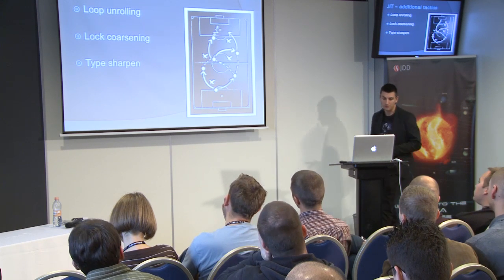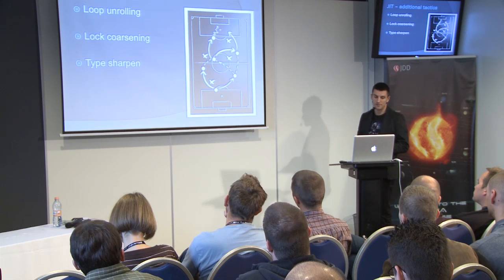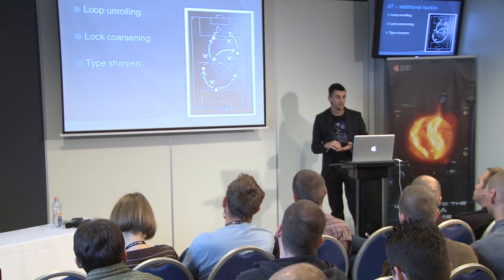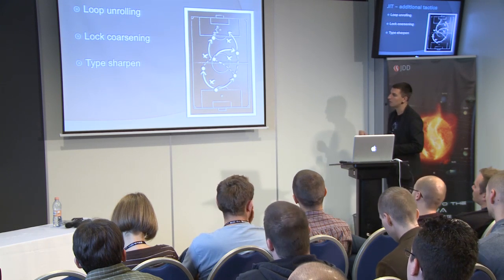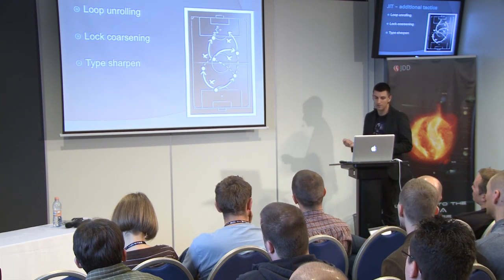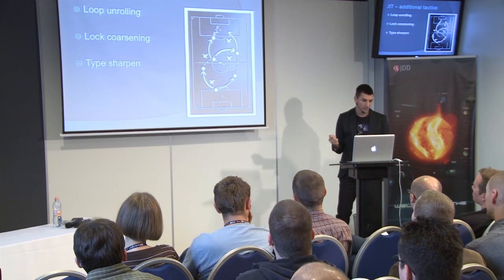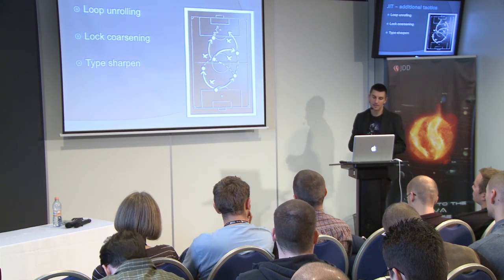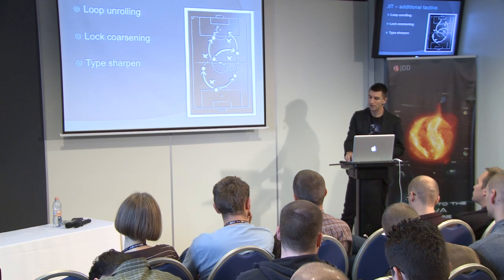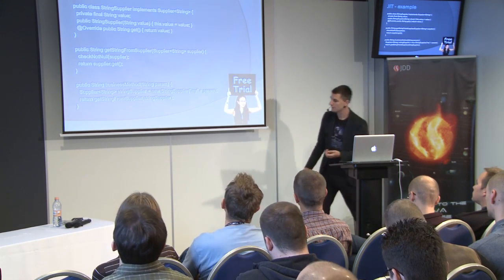Okay, and type sharpening. Type sharpening can replace an interface call with direct method calls for a method implemented only once, to eliminate the overhead of calling virtual functions. So to give you an example, let's look at some real code.